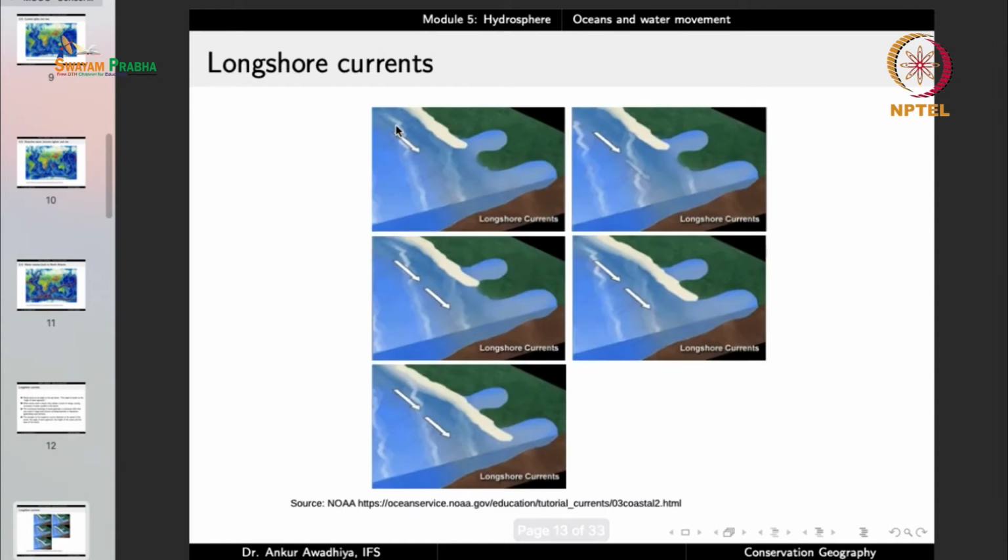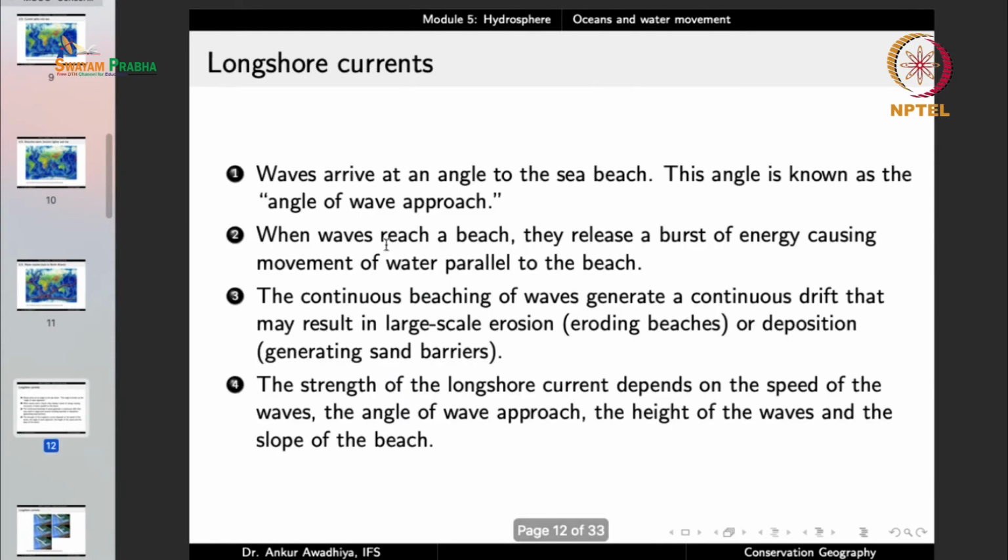So what is happening is that when these waves hit the beach, there is a transfer of energy. The waves are carrying energy, and now this energy is made available at this point. Now with this energy, the water starts to move, and the movement of this water will be parallel to the shore or parallel to the beach. So it causes a movement of water parallel to the beach, and the continuous beaching of waves generates a continuous drift that may result in large scale erosion or deposition.